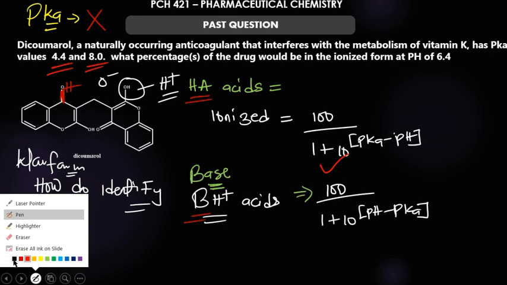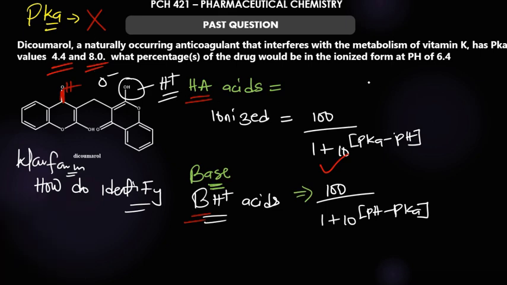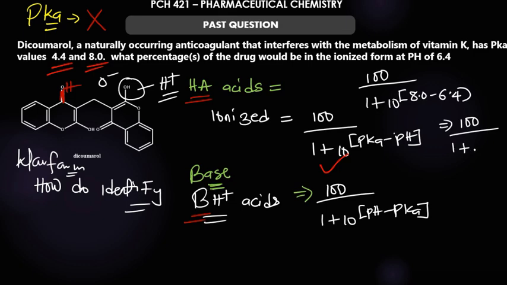If we've already solved for the first one, now solve for the second, which is 8.0. It will be 100 divided by 1 plus 10 raised to the power of pKa, 8.0, minus pH, 6.4. That is 1.6. So this will be 100 divided by 10 raised to the power of 1.6 plus 1.